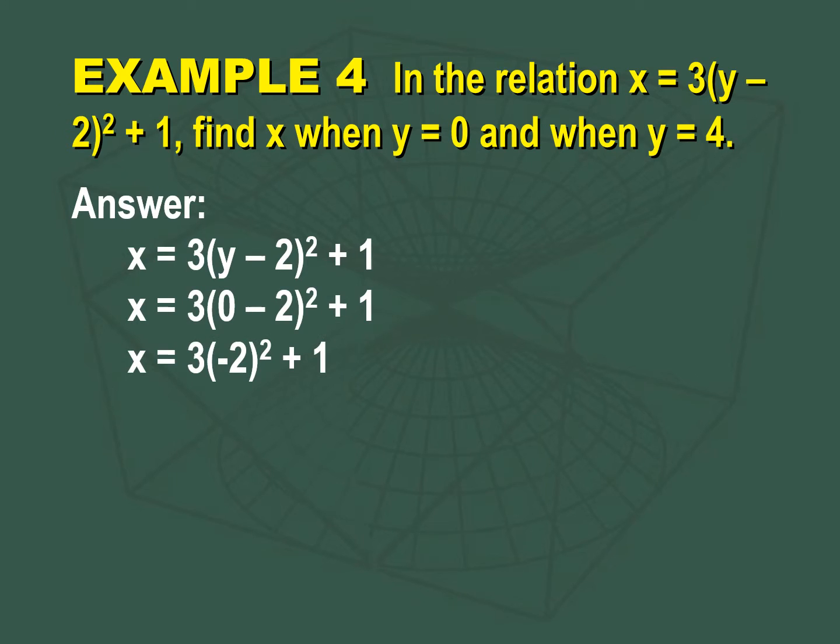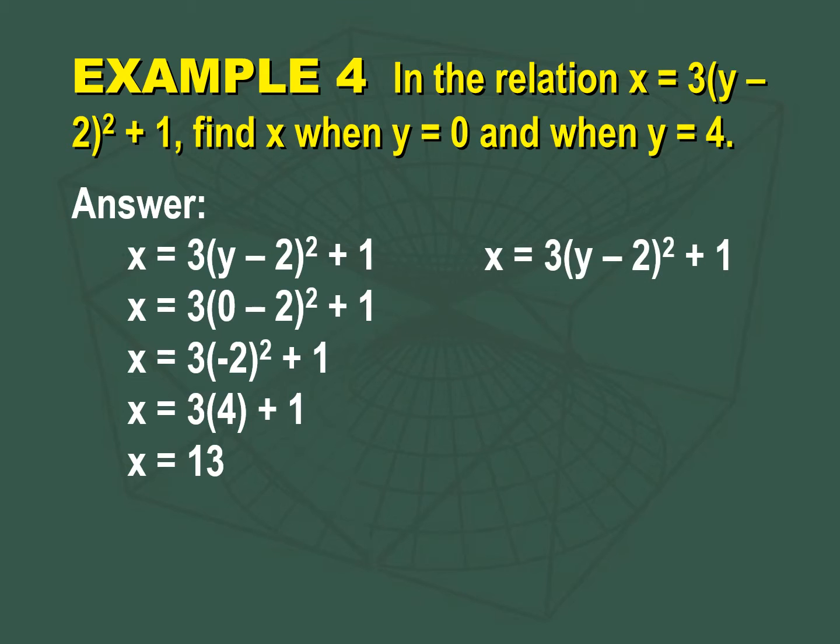So 0 minus 2 is negative 2. Negative 2 squared is 4. 3 times 4 is 12. 12 plus 1 is 13. Alright, so now we're going to do y equals 4.